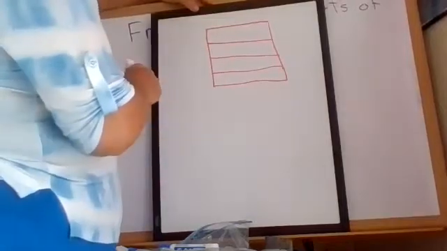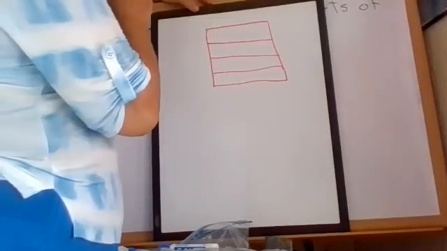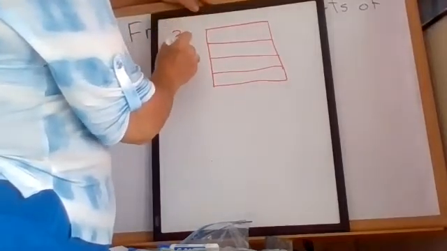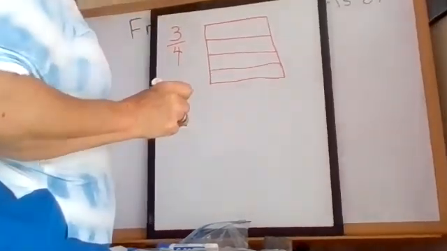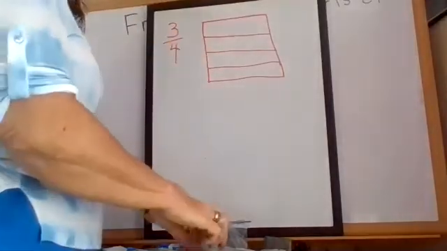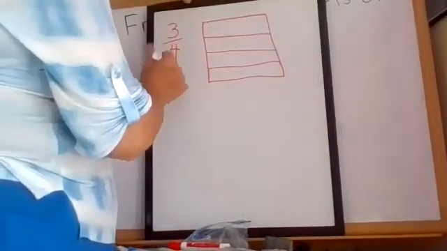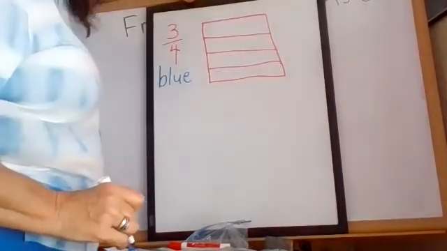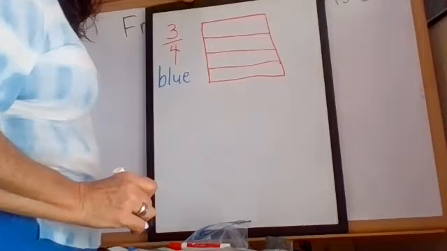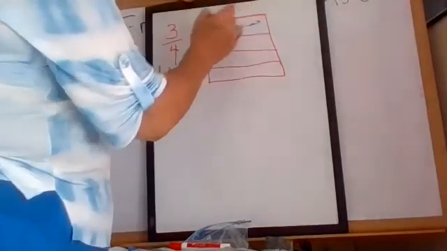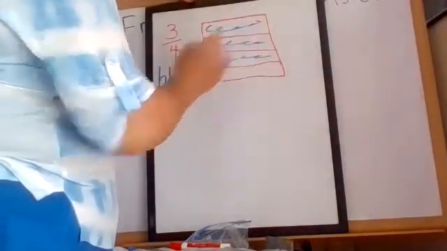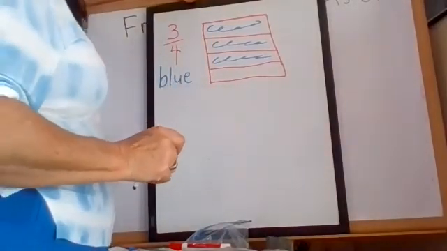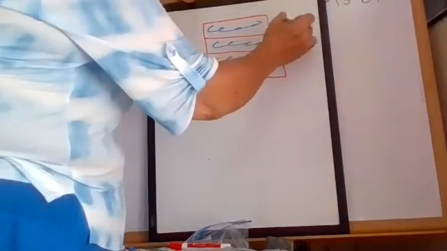So these are fourths. Suppose I want to tell you to color in, we're going to need 3/4 of them. Okay. How many would I color to show 3/4? 3/4 are going to be blue. I'm going to make mine blue. Make yours whatever color you want. Mine are going to be blue. How many should I color in? Correct. 3. 1, 2, 3. I have 3 out of 4 are blue. How many are white? Correct.